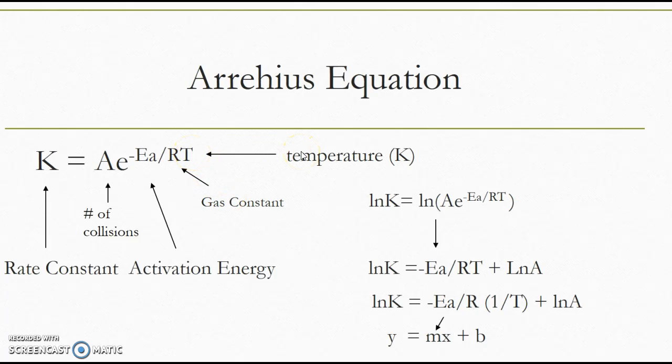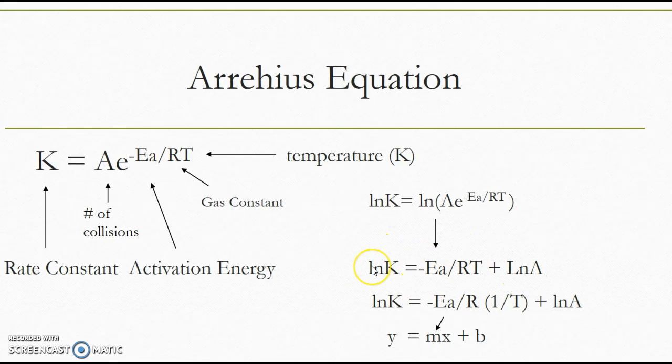In order to solve for the activation energy, we will take the ln of both sides and get ln k equals ln of A e raised to the negative Ea over RT. Through further rearrangement, we ultimately get ln k equals negative Ea over RT plus ln A.